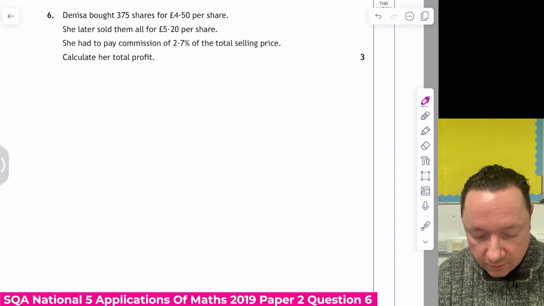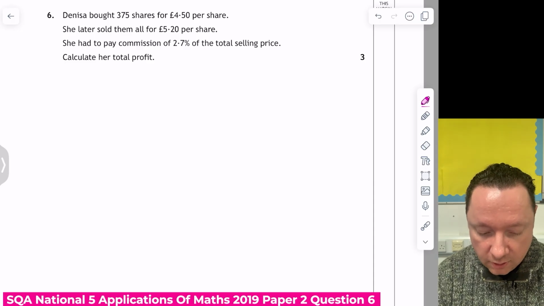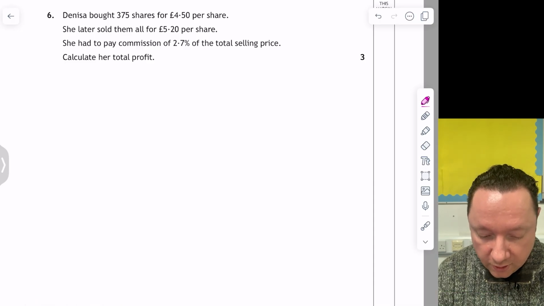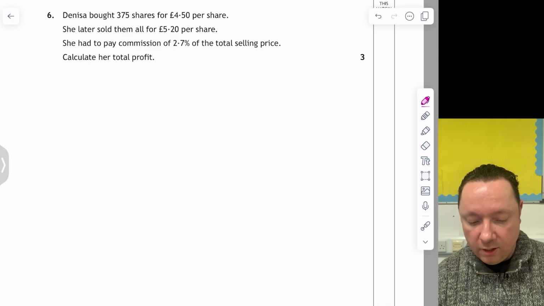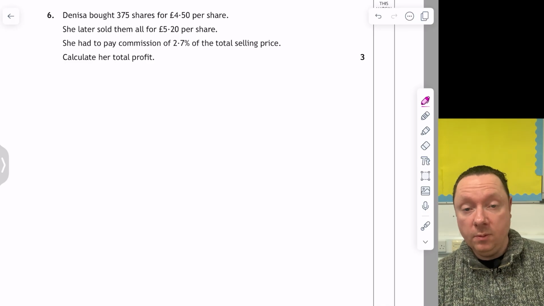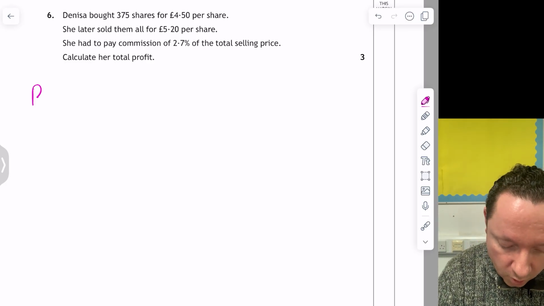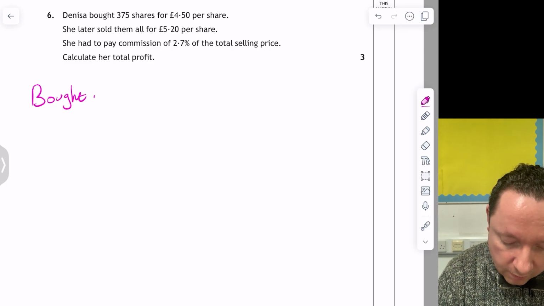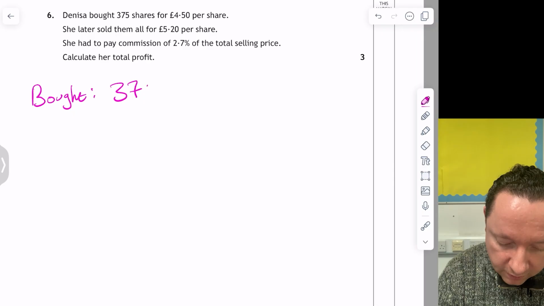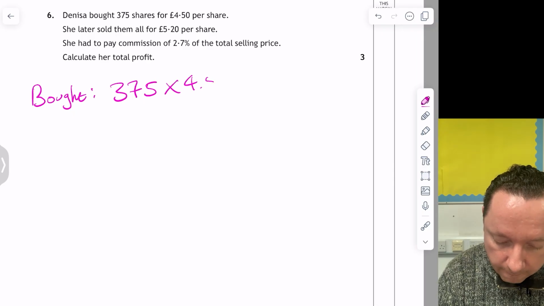Denise bought 375 shares for £4.50 a share. She later sold them for £5.20 a share, and she had to pay 2.7% of the total selling price for commission. Calculate her profit. So we need to work out how much she bought them for. Looking at the bought price, we did 375 times 4.50 a share.